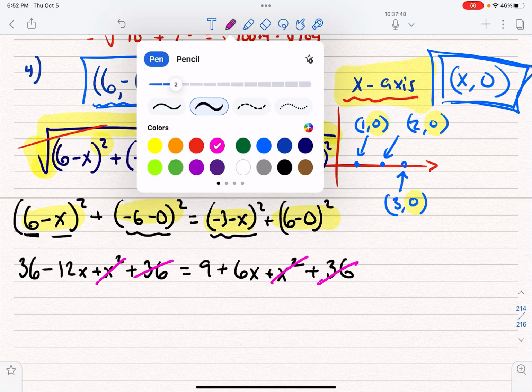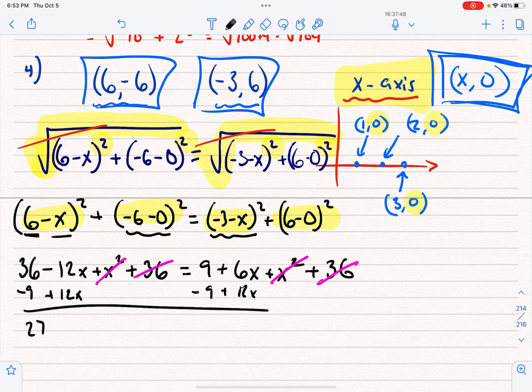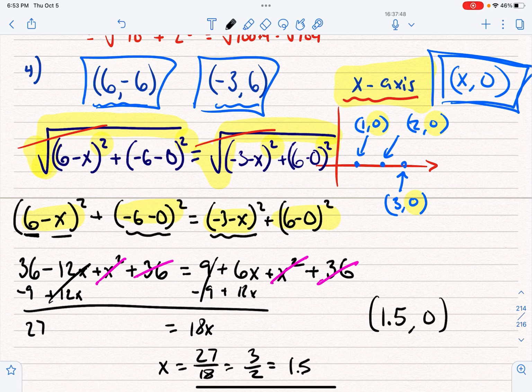And so now it just becomes this first order linear equation. Move all the x's to one side, move the numbers to the other side. So we're going to subtract 9 from both sides and add 12x to both sides. 36 minus 9 is 27. These are gone. Equals, those are gone. 6x plus 12x is 18x. So therefore, x is equal to 27/18, which is the same thing as 3/2, which is the same thing as 1.5. So the answer is, the coordinates of the point are 1.5, 0. That is the point that is equidistant from those other 2 points.